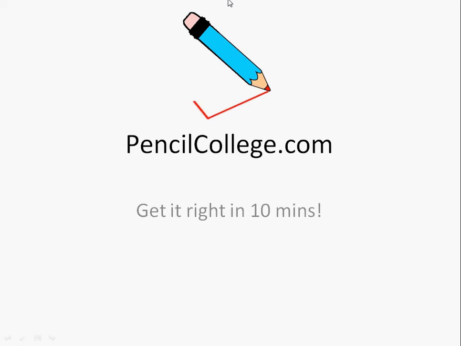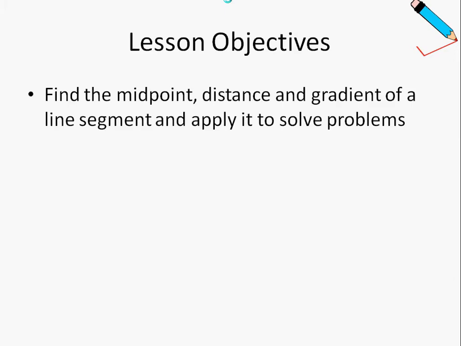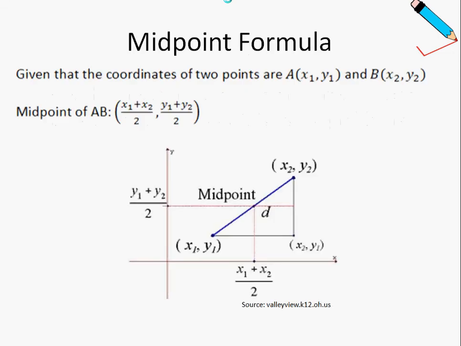In this video, we'll be moving on to chapter 7.1, the midpoint of the line joining 2 points. Okay, so here are the lesson objectives. We want to learn how to find the midpoint, distance, and gradient of a line segment and apply it to solve problems. So first and foremost, let's look at the midpoint formula.